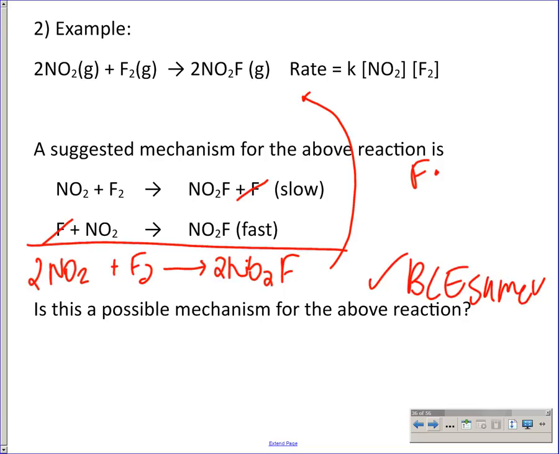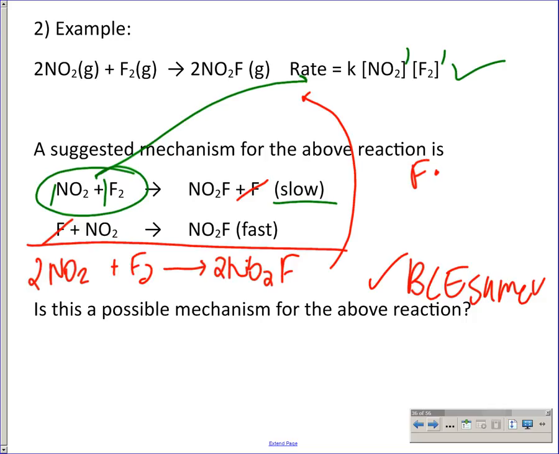Okay, what's the second criteria we have to meet? A rate law written from the coefficients of the rate determining step must match the experimental rate law. So the rate law written from the rate determining step reactants, from the coefficients, has to match. So here are the reactants of the slow step. It says slow, but we know that means rate determining. Does that match that? Yes, because this is a 1 here, 1 here, 1 here, 1 here, it matches. So is this possible? Definitely, yeah.